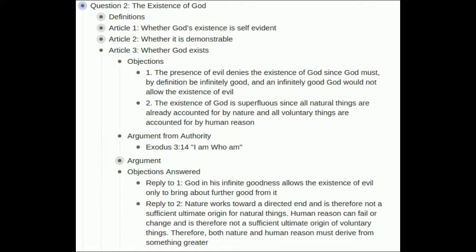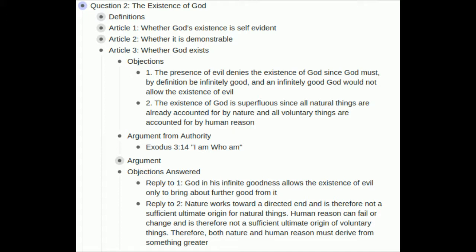Alright, and then we're going to get into the 5 proofs in just a second. Objections answered. God, in his infinite goodness, allows the existence of evil only to bring about further good from it. And St. Thomas quotes Augustine on this one. It's a pretty standard answer to the problem of evil. He will elaborate more on evil later on in the Summa, but we're not treating evil in detail at this point. We're simply dealing with evil as an objection to the existence of God.